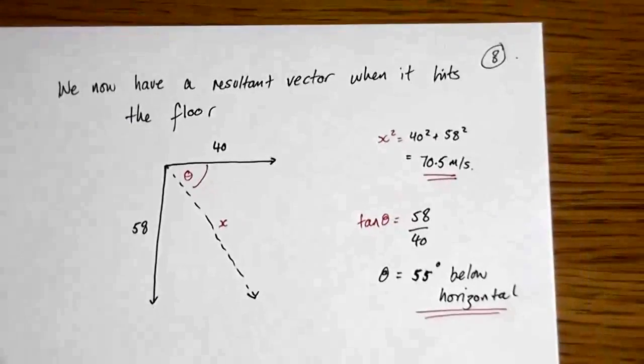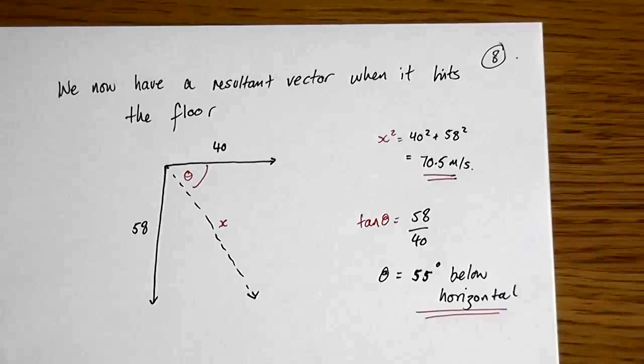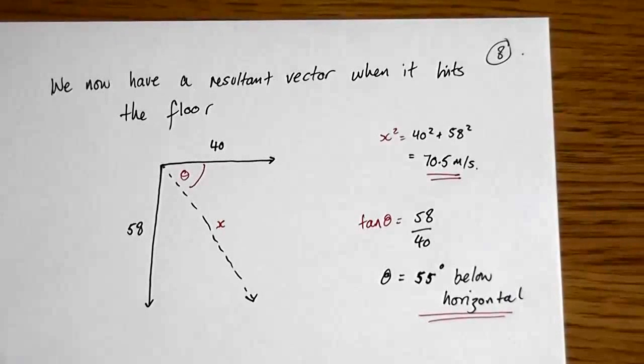So we now have a resultant vector when it hits the floor. We've got a horizontal velocity of 40, vertical velocity of 58. Using Pythagoras, that gives us 70.5 metres a second. And using trigonometry gives you an angle of 55 degrees below the horizontal.